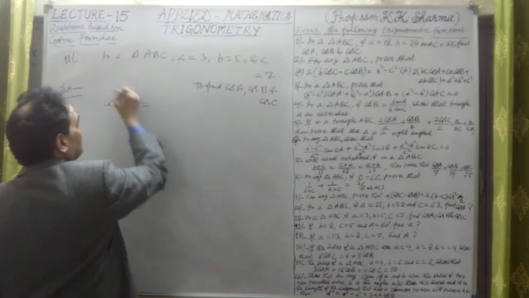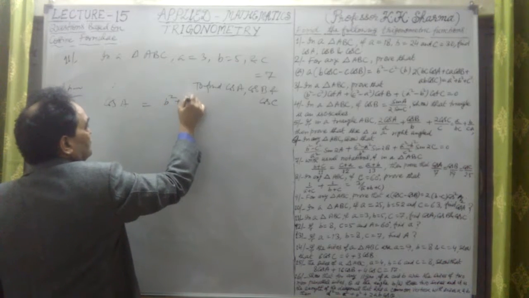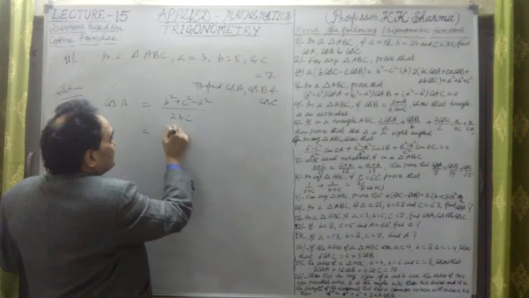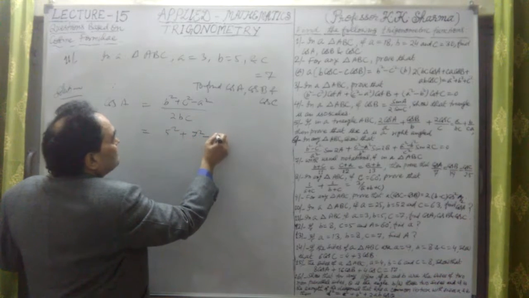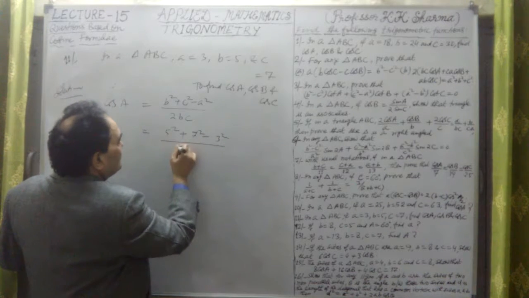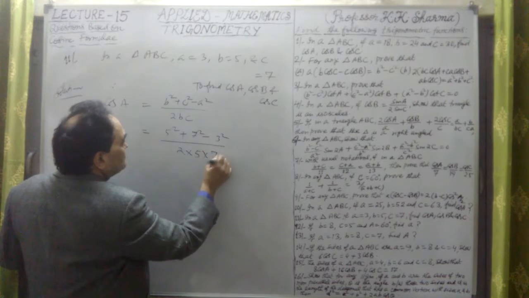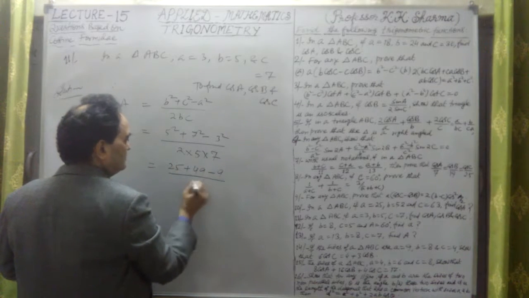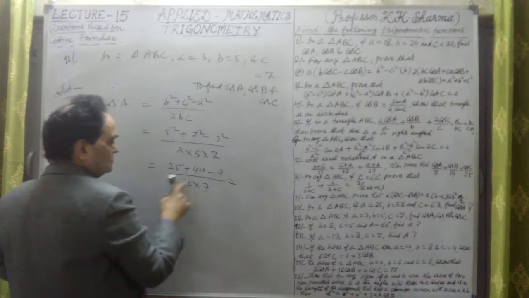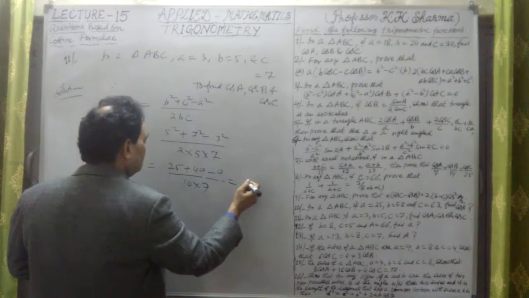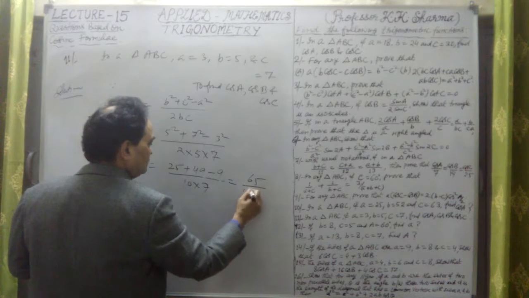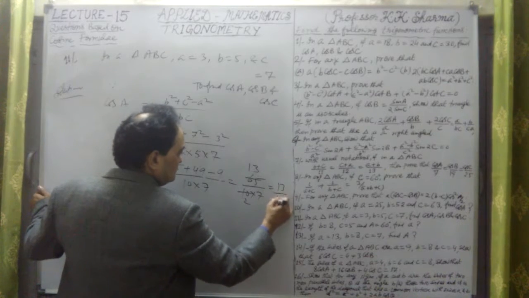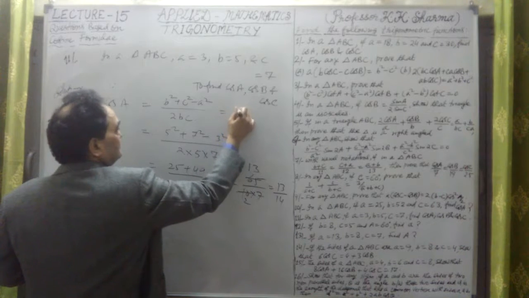Cos A formula: cos A is equal to B square plus C square minus A square upon twice BC. Put the values. B is 5 square, C is 7 square, minus A square is 3 square, divided by 2 into B, 5, into C, 7. This is 25 plus 49 minus 9 divided by 10 into 7. 49 minus 9 is 40. 40 plus 25, 65, upon 10 into 7. 5 into 13 is 65, 5 into 14 is 70. 13 by 14 is the answer. Cos A is 13 by 14.